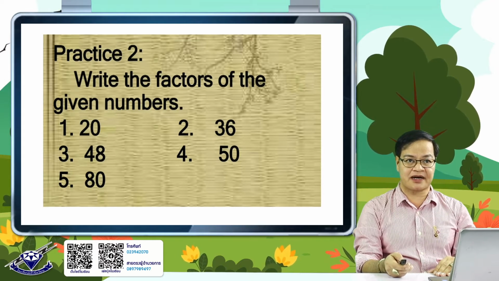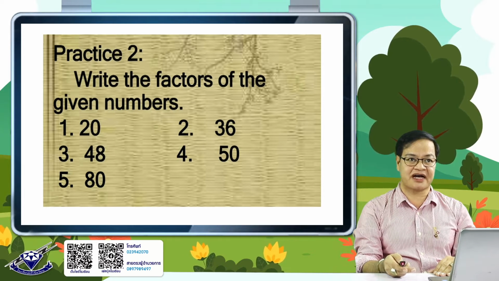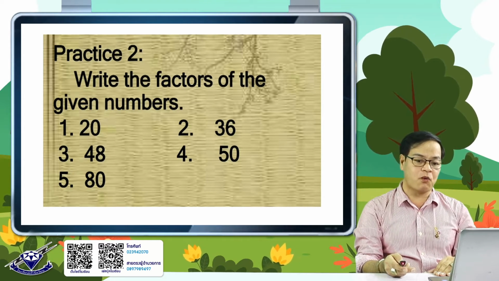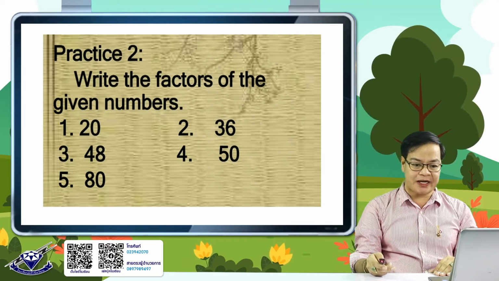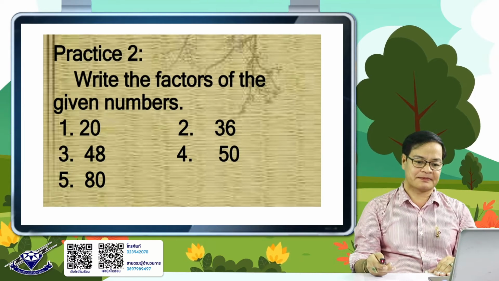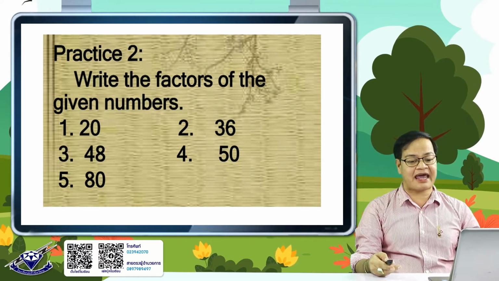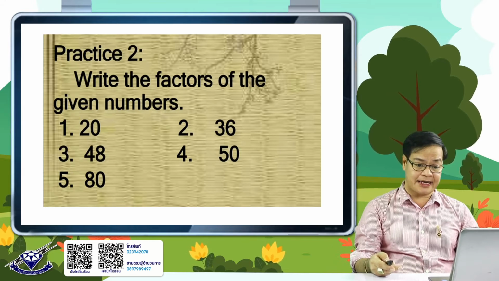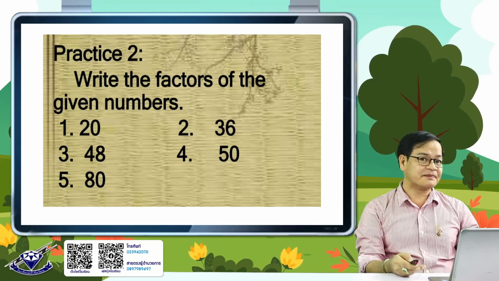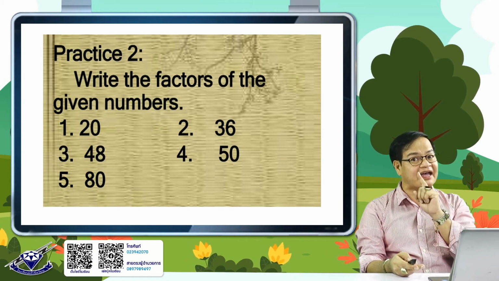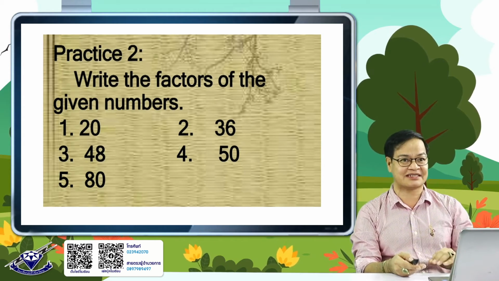Now, let's try this one. Number 2. 36. Let's find the factors of 36. We have 1 and 36. We have 2 and 18. Another, anybody? We have 3 and 12. Yes, you're right. Another is we have 4 and 9. And the last one we have 6, because 6 times 6 is 36.